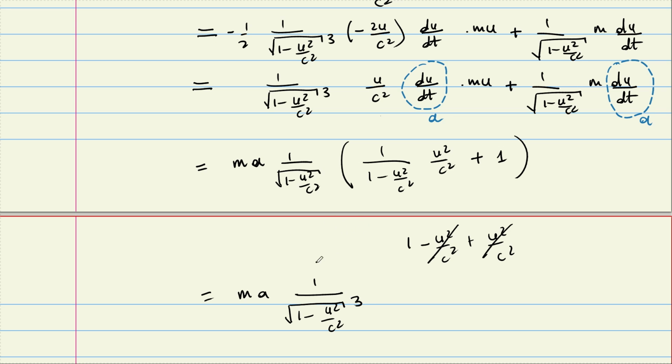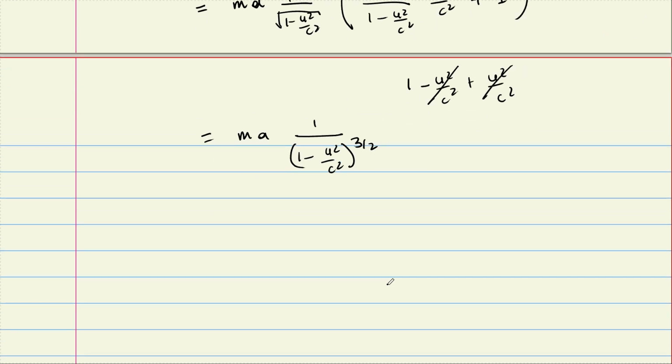Or let's write it a little bit like in my notes. So this is 3 over 2. And this was equal to what? This was equal to F. Now I want to write A in terms of F. A is 1 minus u squared over c squared, to the power of 3 over 2, times F over m. Good, yeah, it seems to be correct.